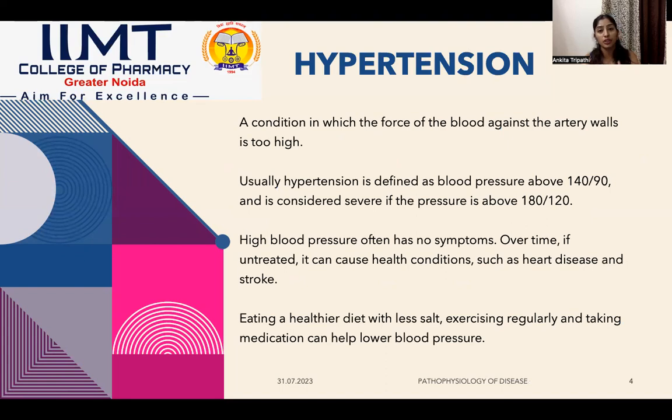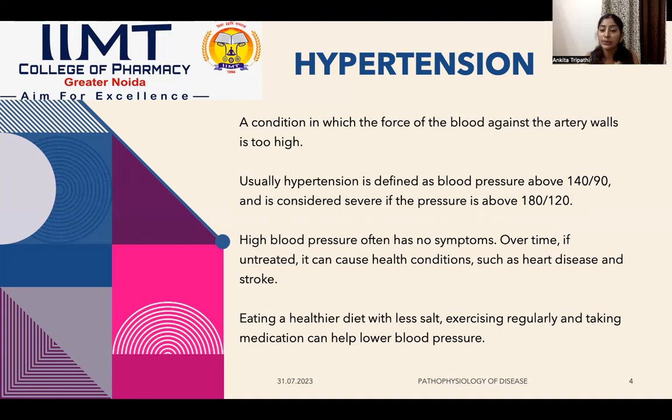Let's start with the first disease, that is hypertension. Hypertension is commonly known as high blood pressure. In short, we can say that when the pressure of blood on the arterial wall is more than 140 by 90, or 120 by 80, it is known as hypertension.